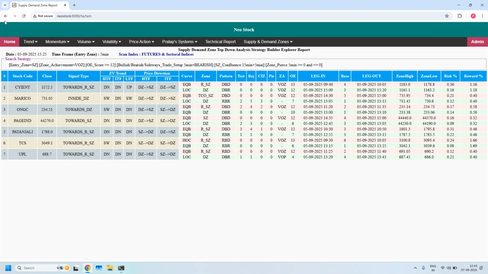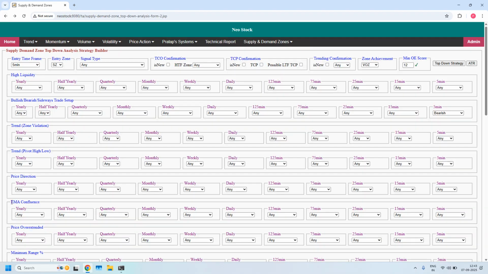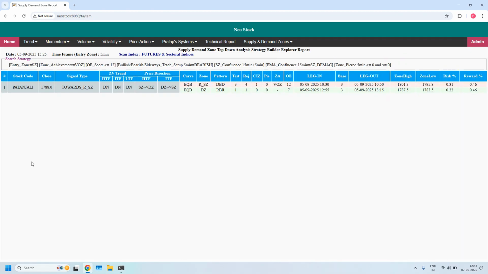Let's further filter based on 15 minute supply zone with daily EMA confluence. One stock is filtered. So that way this 5 minute supply zone might be having more high probability to get success, provided lesson 20 checklist items are satisfied. Otherwise, there are higher chances of zone violation.